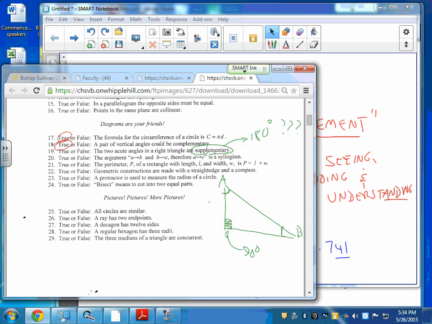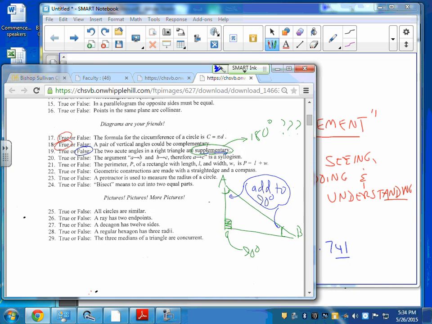A and B cannot add up to 180. A and B, in fact, have to add up to 90 degrees. Okay, so if the question read, the 2 acute angles in the right triangle are complementary, it would be true, but as it states now, it has to be false.